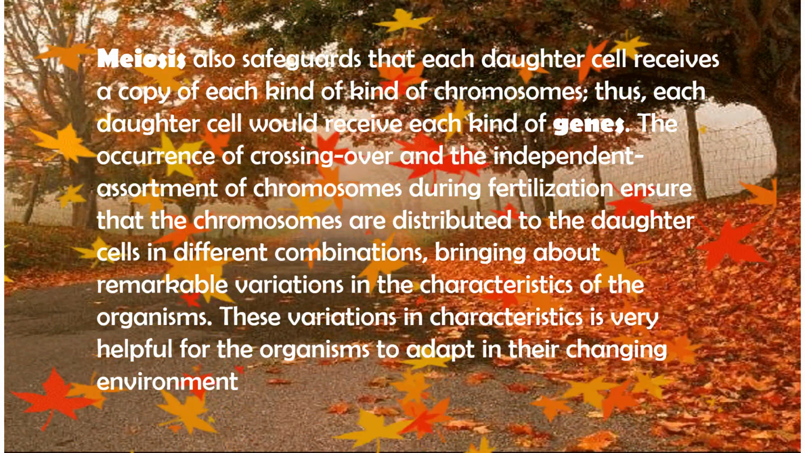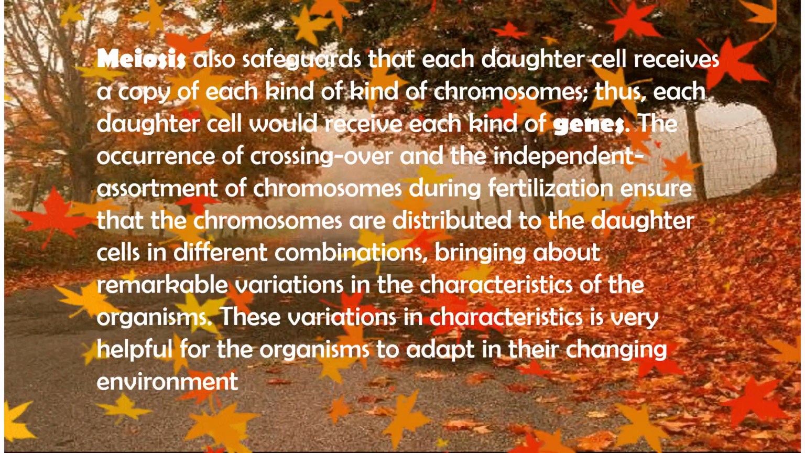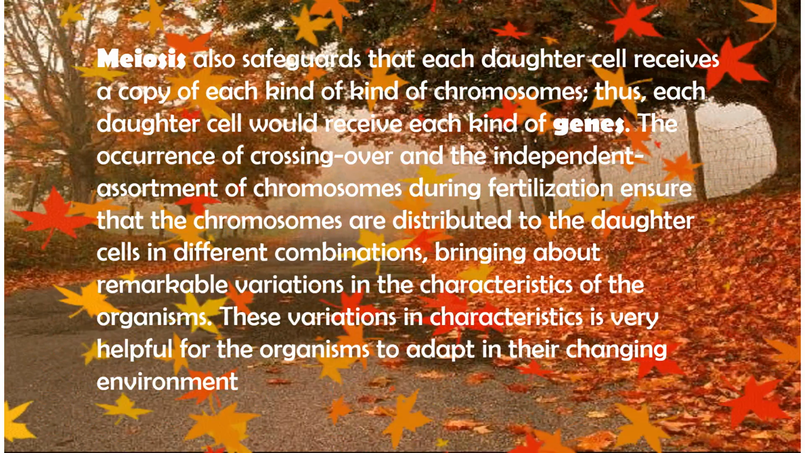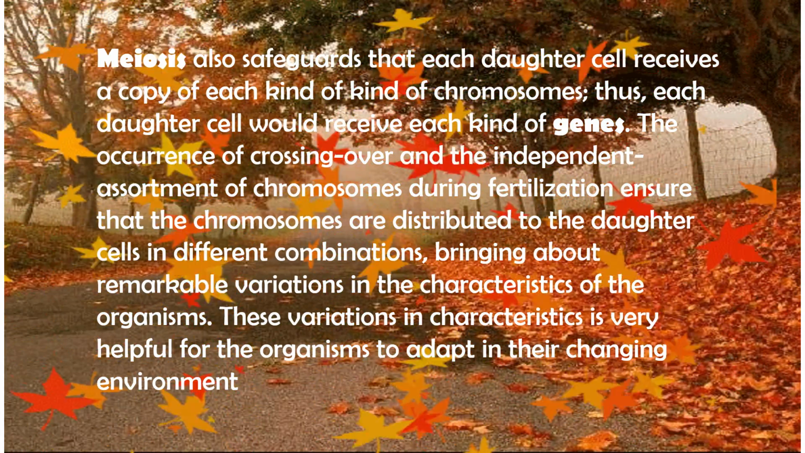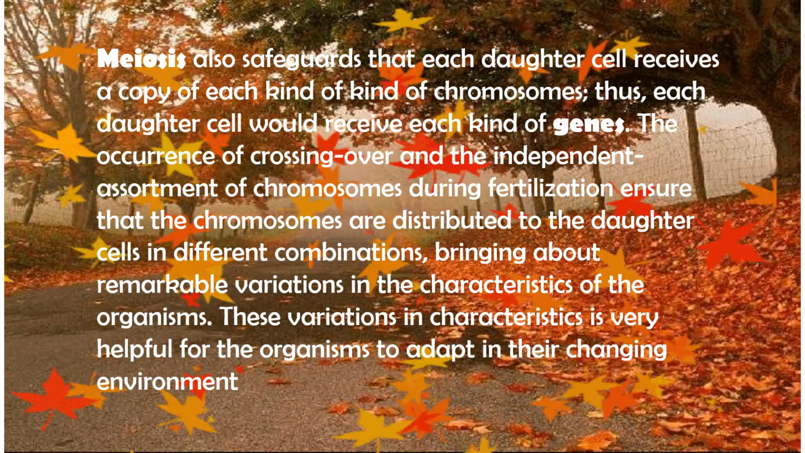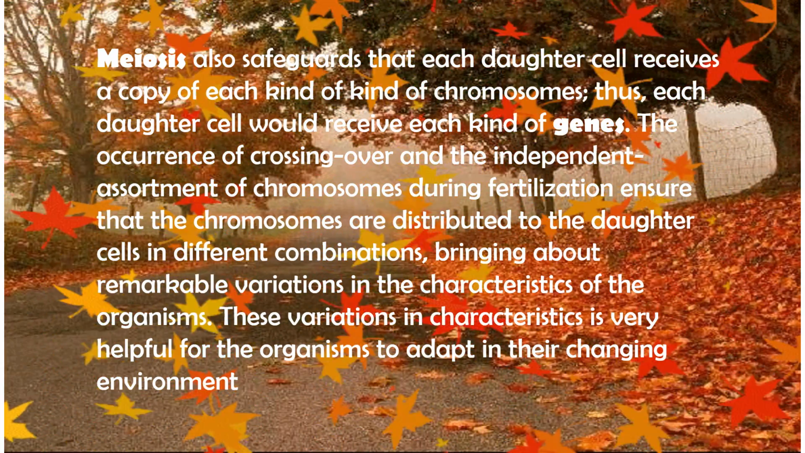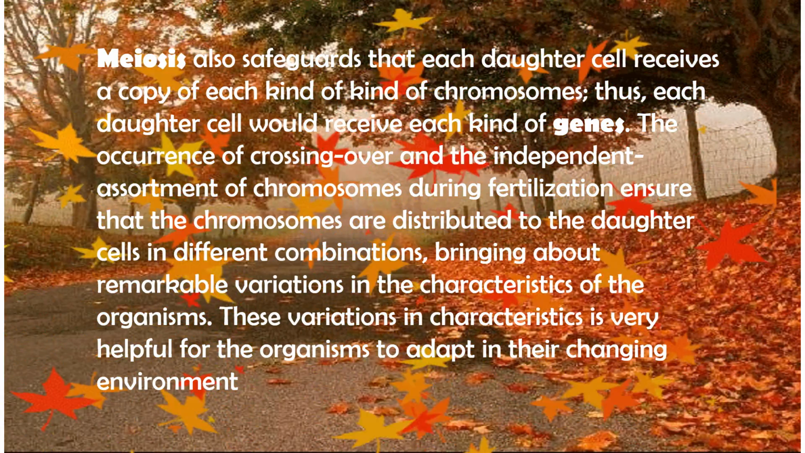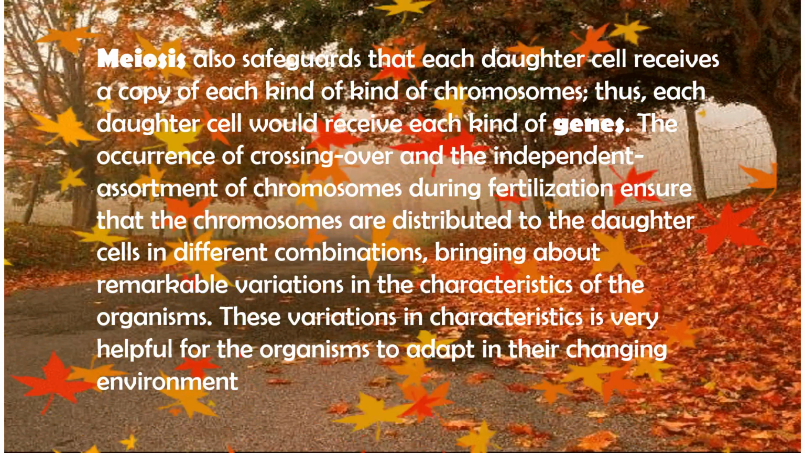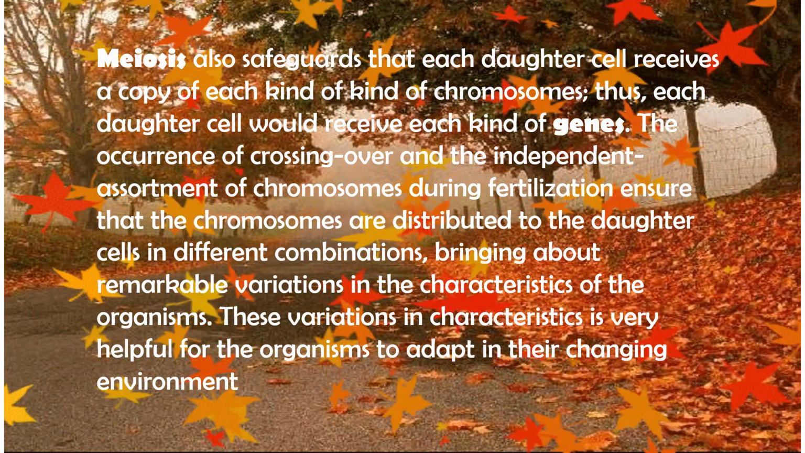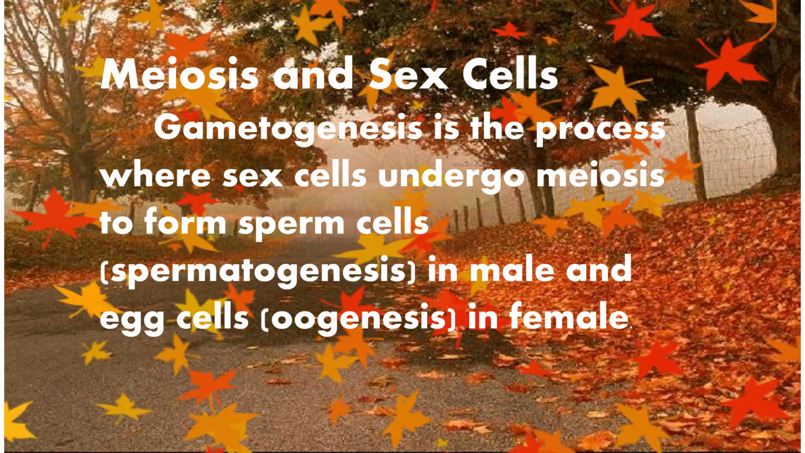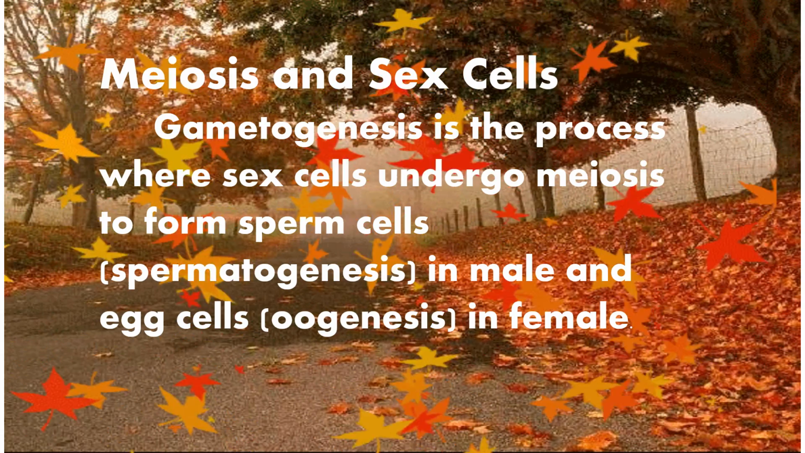The occurrence of crossing over and the independent assortment of chromosomes during fertilization ensure that the chromosomes are distributed to the daughter cells in different combinations, bringing about remarkable variation in the characteristics of the organism. This variation in characteristics is very helpful for organisms to adapt to their changing environment. So meiosis is the main event involved in the process of gamete formation.